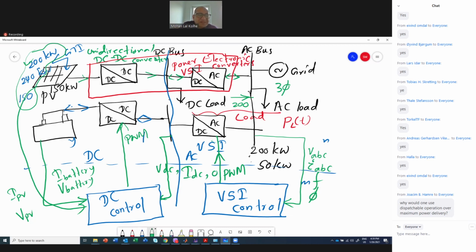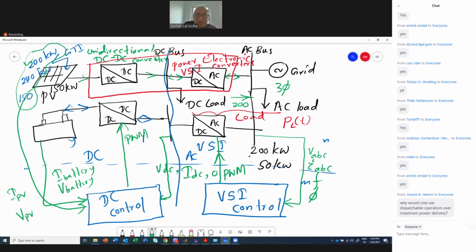Then similarly, another control can be for the battery bank also. This is going to be bidirectional. For bidirectional, at some point we want to store the energy, and at some point we want to discharge the energy. So that charging and discharging DC control maybe depends on the pricing mechanism also, or whenever it is profitable or not.